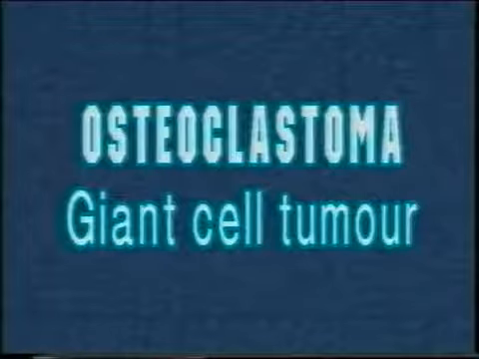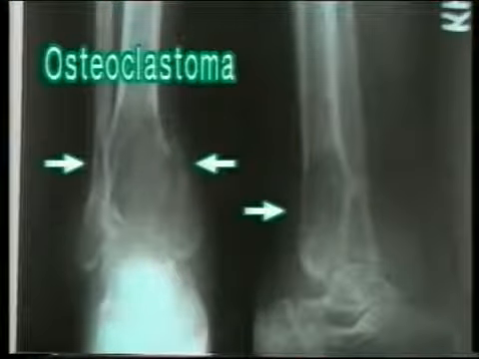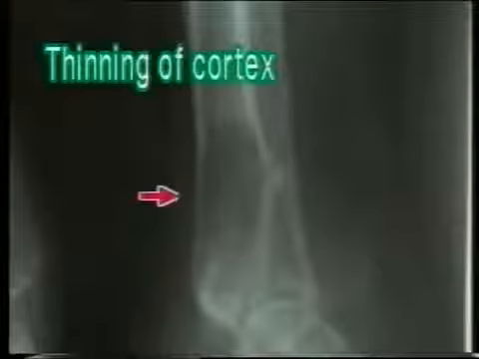Osteoclastoma or giant cell tumor. This is an X-ray of the lower end of tibia. Note the radiolucent expansion of the bone with the thinning of the cortex. The red arrow points to the thinned out cortex.